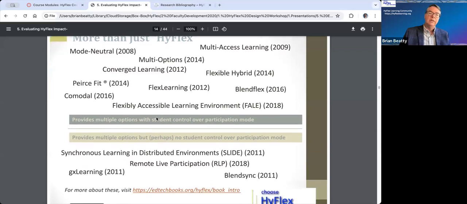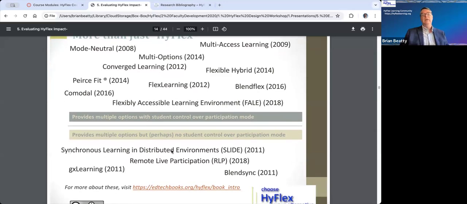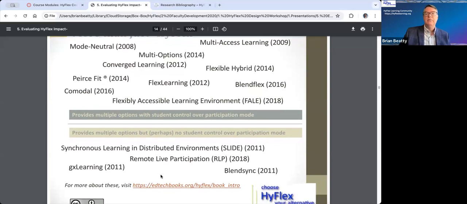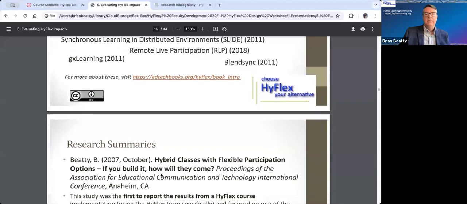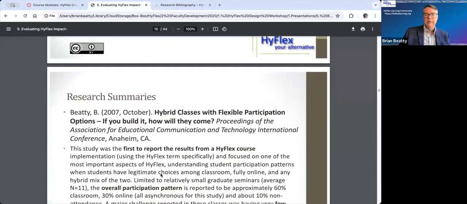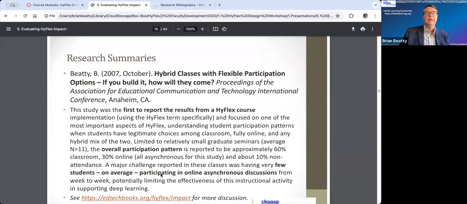There are other places, synchronous learning and distributed learning environments, remote live participation, BlendSync, and GX Learning, which were also multiple options, but not necessarily giving flexible, or at least emphasizing the flexibility for students. So all of these might be part of the literature that we can draw from to learn from each other around HyFlex.